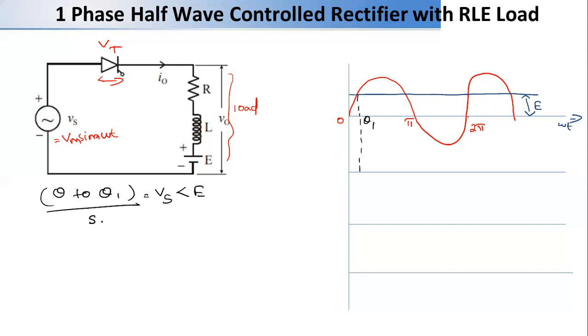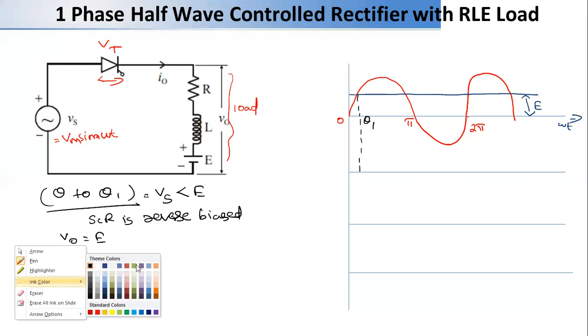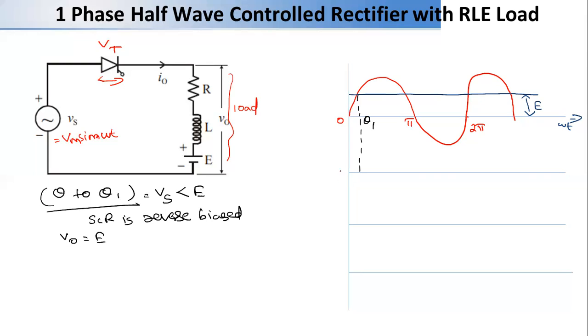So in this condition, the SCR is reverse biased, so the output voltage V output is equal to only E. So this is the output. Up to here, the output voltage will be only E.